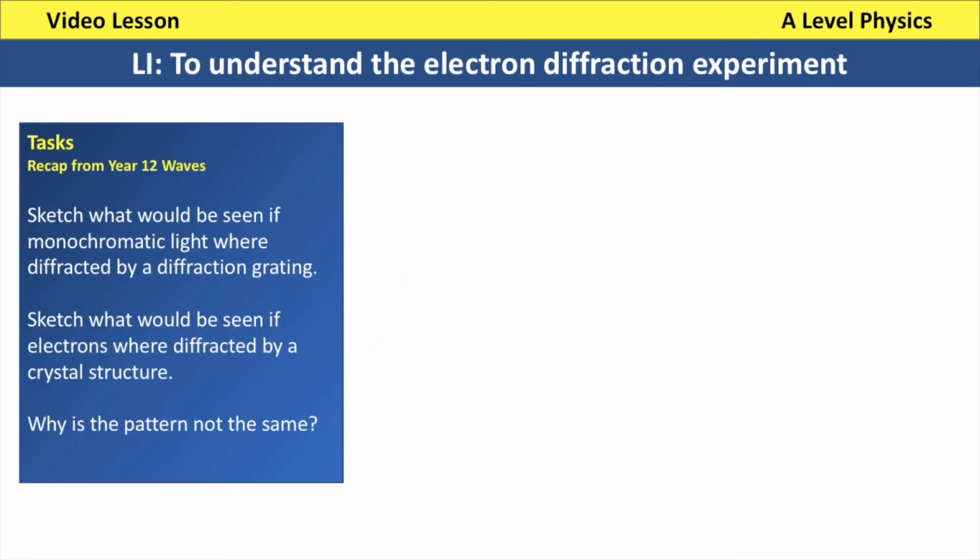So, let's begin by recapping something that we will have done in year 12. Most of this is from the waves topic, but you might have done a little bit of this in quantum physics as well. So first of all, I would like you to sketch what would be seen if monochromatic light were shone at a diffraction grating. Sketch what would be seen if electrons were diffracted by a 3D crystal structure. And then explain why the pattern is not the same.